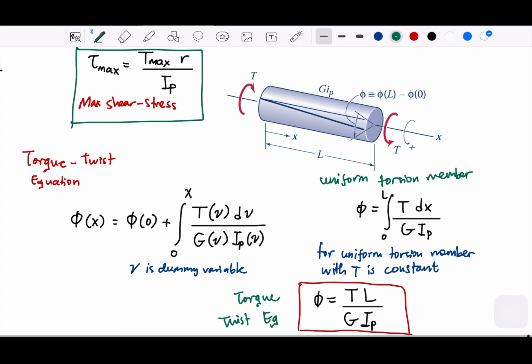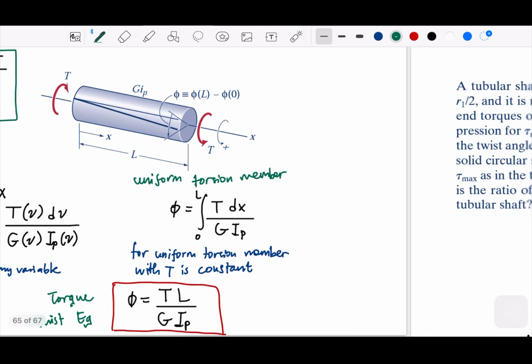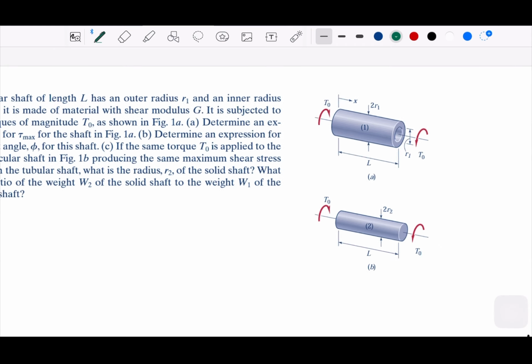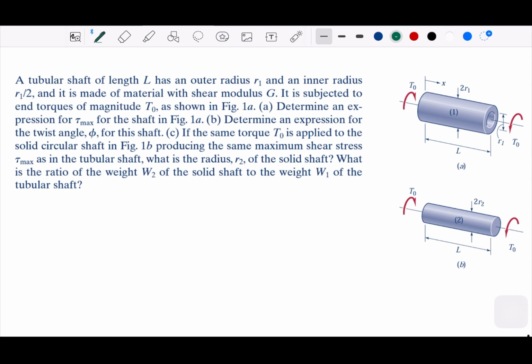Okay, I think one more example, and then we can end the lecture. Okay, it's one more example here. Quite long, quite long here.